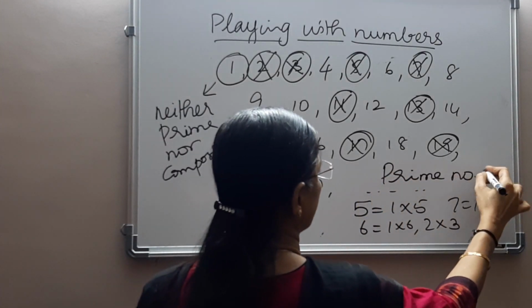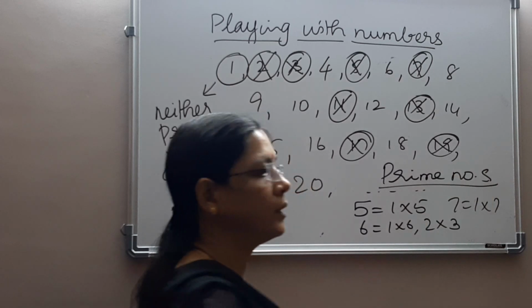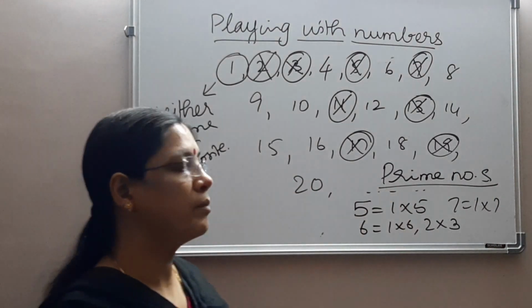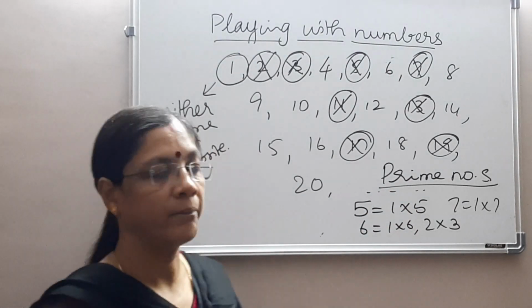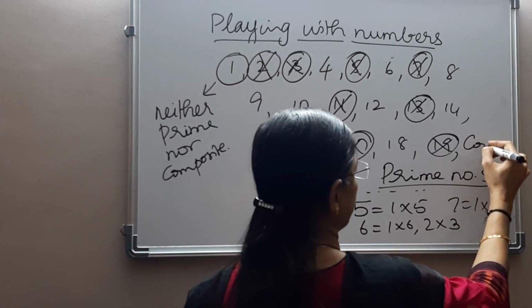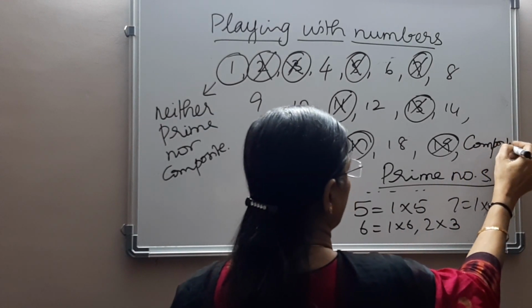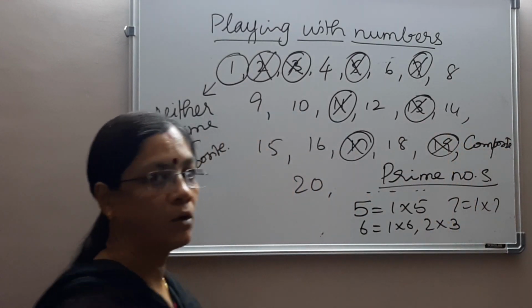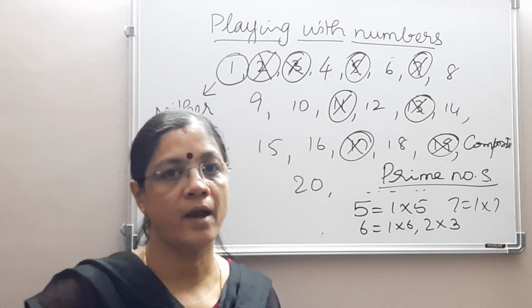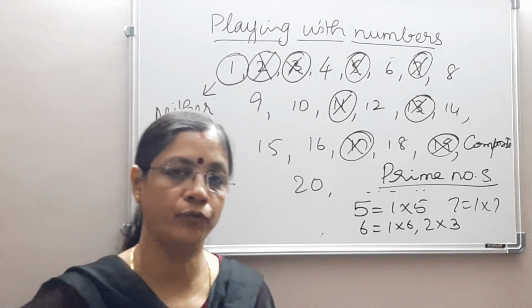Okay, now you understood what prime numbers are. So remember the term 1 and itself. The factors are 1 and itself. So those numbers are called prime numbers. The rest of the numbers are just composite numbers. Whichever I have not circled and crossed are not prime numbers. They are composite numbers. They have factors other than 1 and itself.